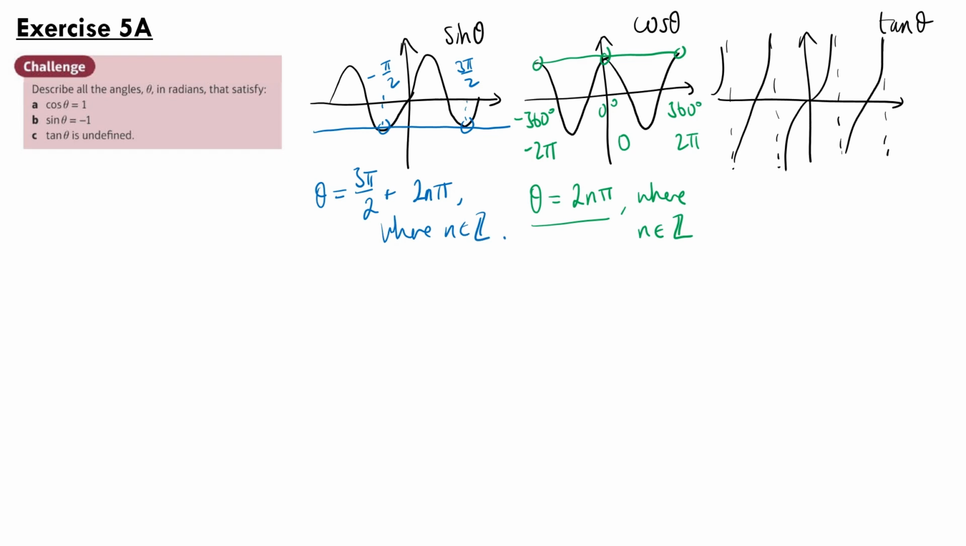Okay, and finally for tan theta, where this is undefined, so we have an asymptote here at pi over 2. Then there are more asymptotes every pi radians after that. So here at 3 pi over 2, here at minus pi over 2, and here at minus 3 pi over 2. So again, we can write our solutions in a similar way. So theta equals pi over 2 plus some multiple of pi, where n is once again an integer.